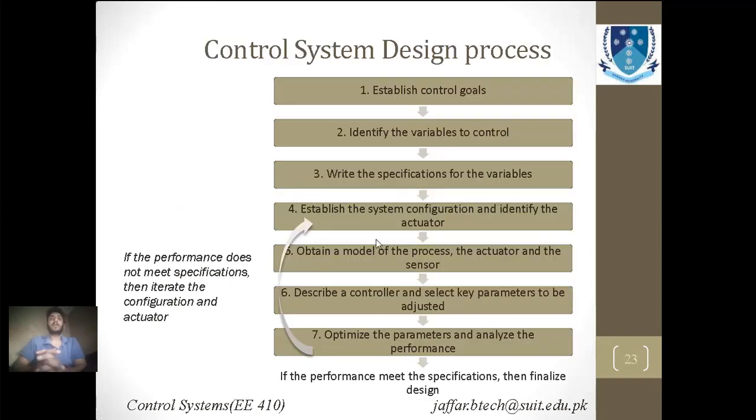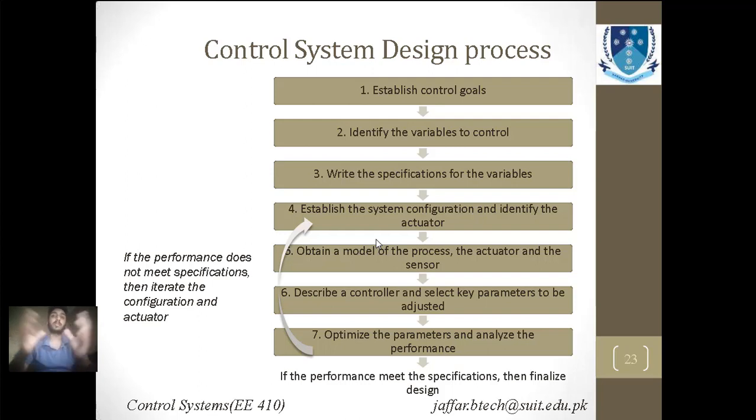Now, coming towards the control system design process, what are the key factors involved in the complete process of a good design of a control system? First of all, you have to establish control goals, that is, what targets you want to achieve. Then you have to identify the variables that you want to control in that process. After that, you want to specify those variables, that is, what specifications will be noted down and taken care of during the whole process.